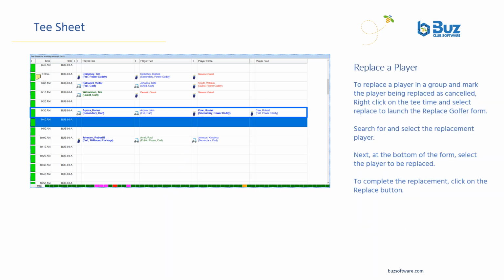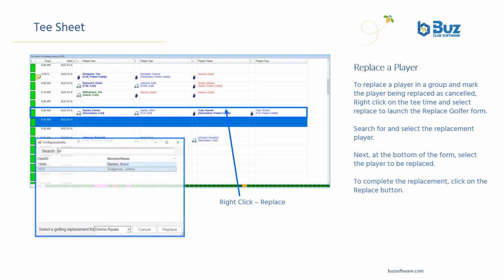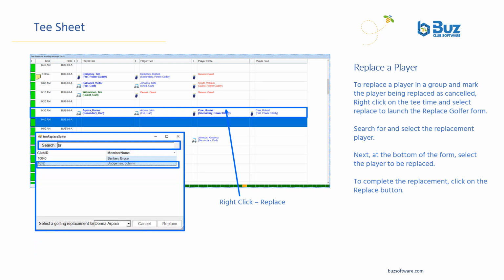Replace a player. To replace a player in a group and mark the player being replaced as canceled, right-click on the tee time and select Replace to launch the Replace Golfer form. Search for and select the replacement player. Next, at the bottom of the form, select the player to be replaced. To complete the replacement, click on the Replace button.